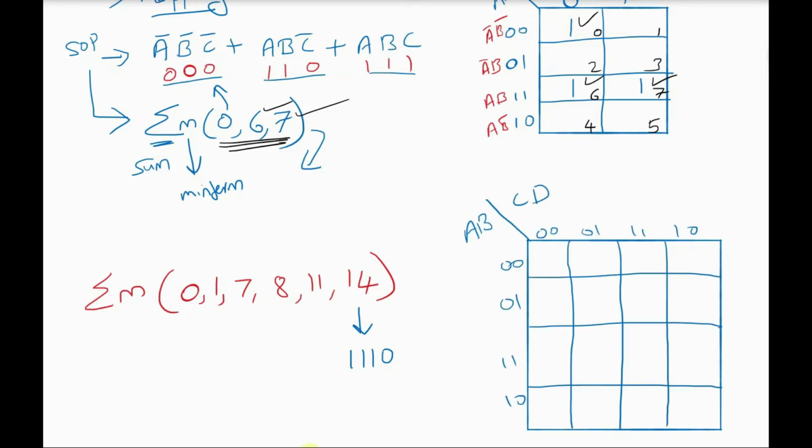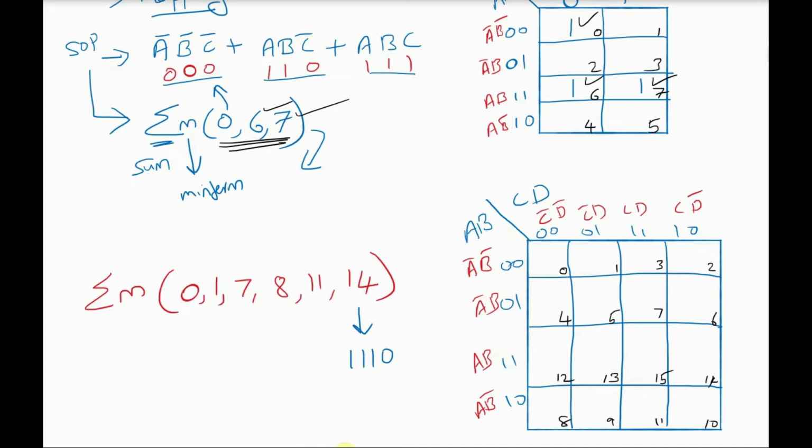I am going to write the variable values also. This is a bar, b bar, a bar, b, ab, ab bar. This is c bar, d bar, c bar, d, cd, cd bar. We can write the cell numbers also because it is given as min terms, the numbers. So this is 0, 1, 2, 3, 4, 5, 6, 7, 8, 9, 10, 11, 12, 13, 14 and 15.